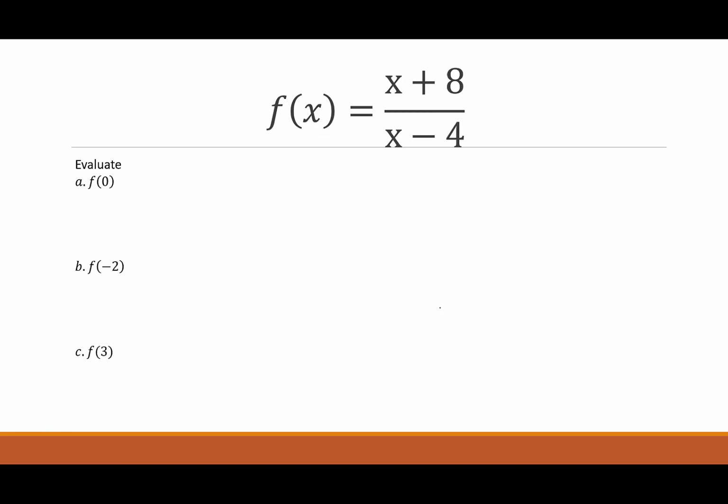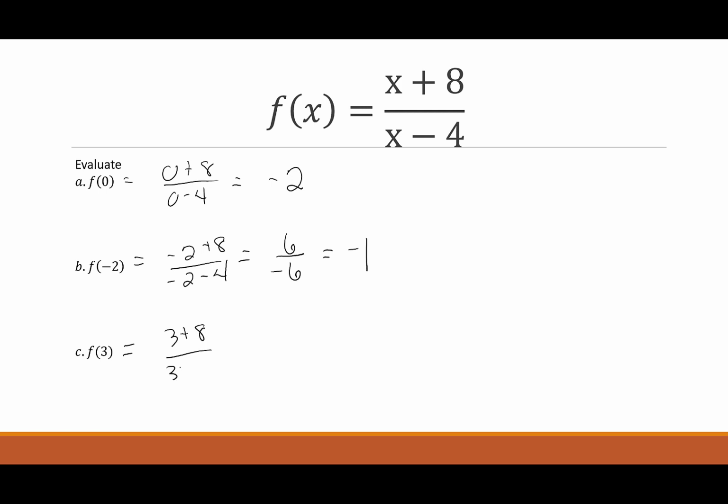Let's turn that into a rational. So I have x plus 8 over x minus 4, and we're going to start at 0. So I have 0 plus 8 over 0 minus 4. 8 over negative 4 is negative 2. Then I have negative 2 plus 8 over negative 2 minus 4. Negative 2 plus 8 is 6. Negative 2 minus 4 is negative 6. I get negative 1. Then I have f of 3, so 3 plus 8 over 3 minus 4. This is 11 over negative 1 gives me negative 11.